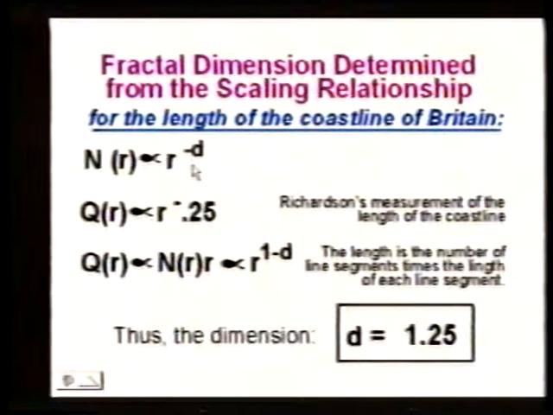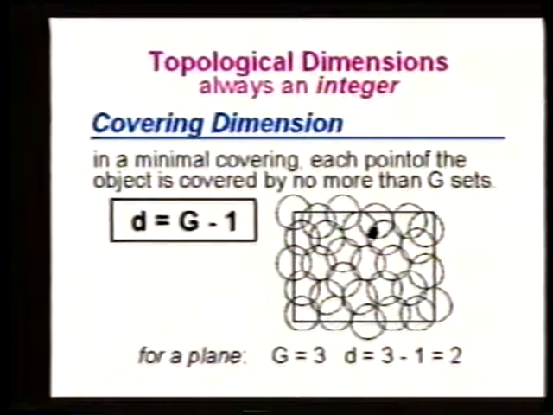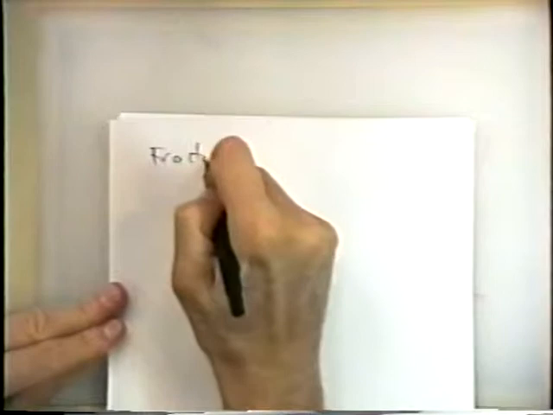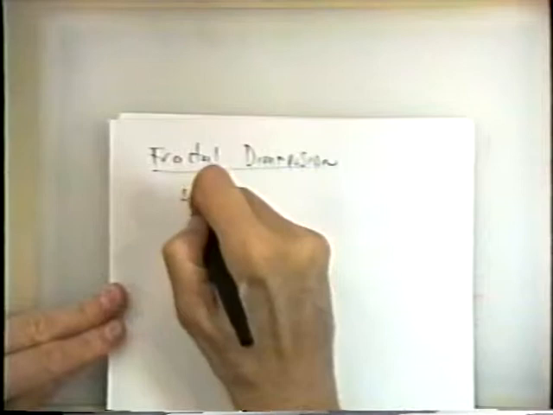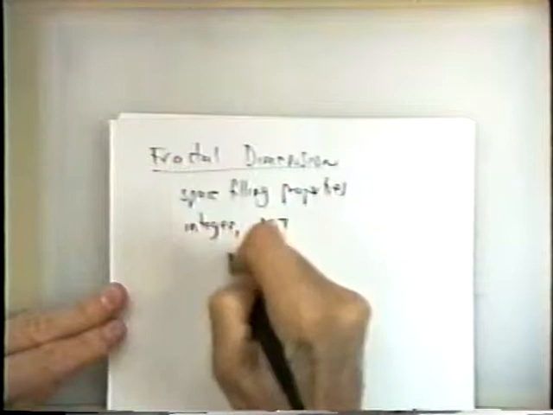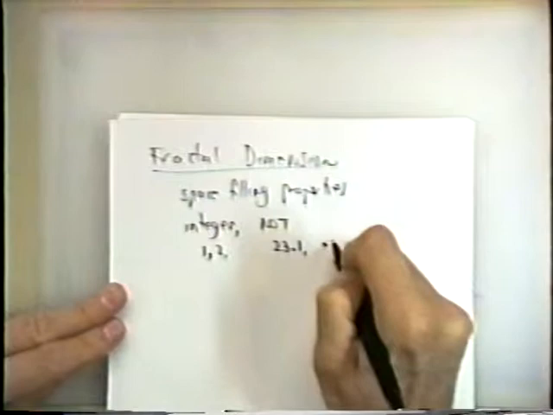So now we finish with the fractal dimension. We're going to do a different dimension, the topological dimension. It's important enough for me to write down that the fractal dimension, remember, is the space-filling properties of an object. And it can be an integer or not, like 1 or 2 or 23.1 or 0.3. So it doesn't have to be an integer.